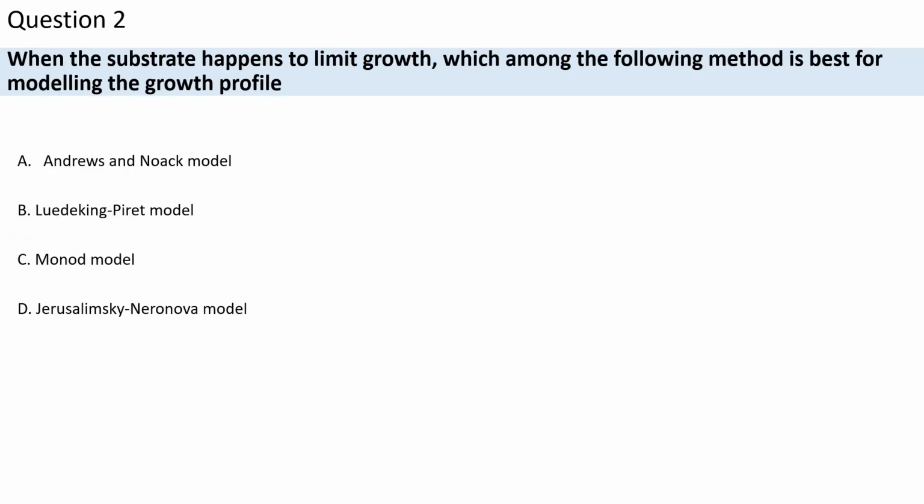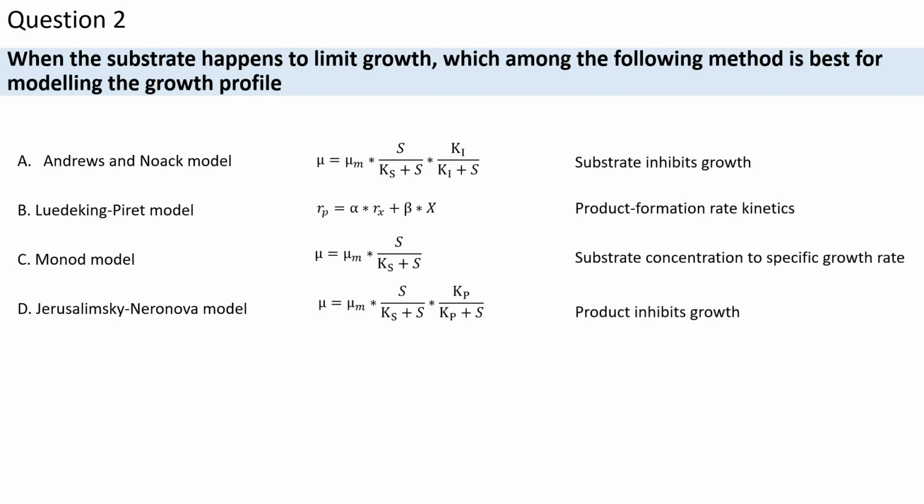Question 2. When the substrate happens to limit growth, which among the following methods is used for modeling the growth profile? We saw the equations for all four last time. The Luedeking-Piret model is a product formation kinetics. The Monod model gives the relationship between substrate and specific growth rate, but no idea about inhibition at all. Whereas the Jerusalimsky-Neronova model shows how a product can inhibit the growth of the organism, whereas the Andrews and Noack model shows the substrate inhibition on growth. The answer is the Andrews and Noack model.